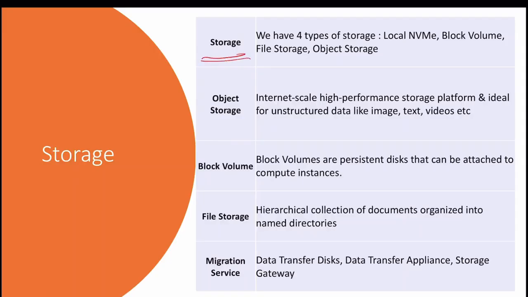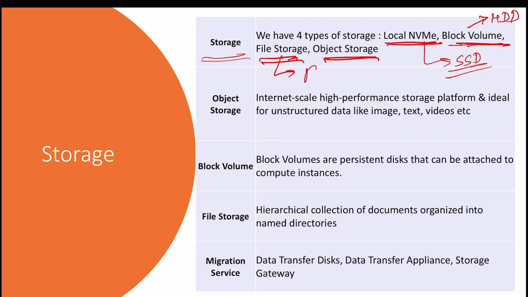If we talk about storage, we have four kinds of storage: local NVMe, block volume, file storage and object storage. Let's understand quickly. Local NVMe is kind of an SSD for our VM which is attached, and it is very fast. For performance sensitive applications we will use this one. Then we have the block volume, like our hard disk HDD. This is file storage, like a file share we can say.